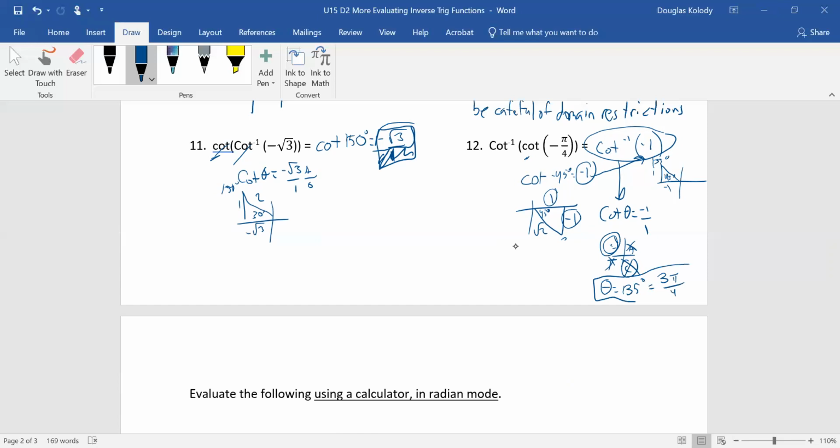So notice I did not get back what I started with. I know it seemed a little convoluted because I paused for a moment, but please pause and review number 12. That's a tricky one potentially.